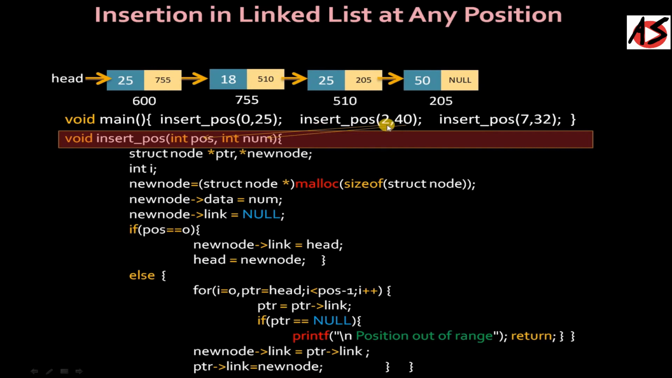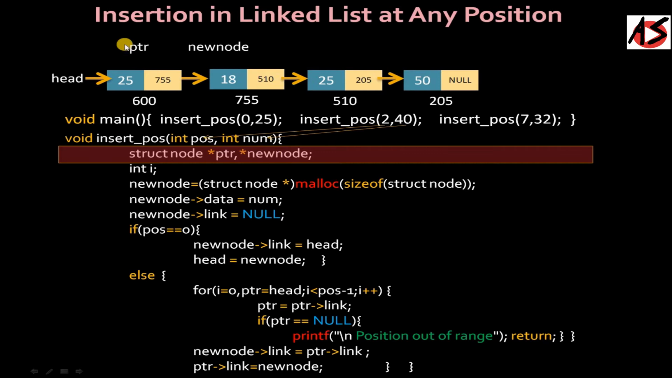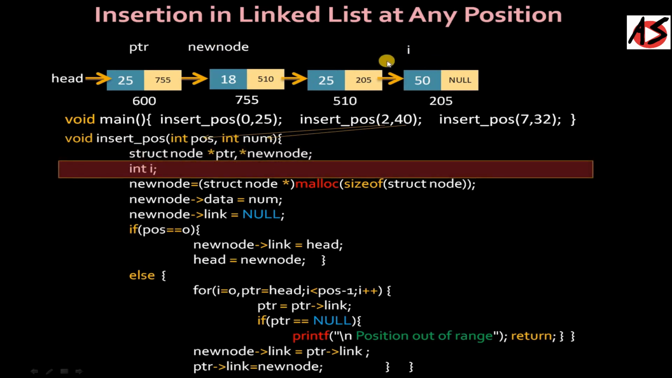Now suppose we want to insert the second element, so we will call this function insert pos 2, 40. We want to insert the node at the second position, and the value is 40. 2 will be copied in the position variable and 40 will be copied in the num variable. Again we are defining two pointers, ptr and new node. We are taking another variable of integer type, i. You can see i here.